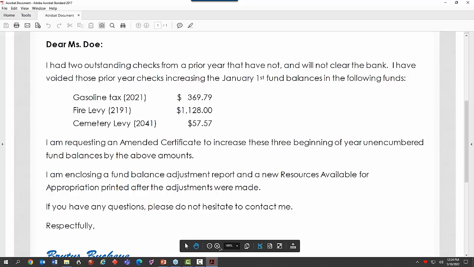I'm enclosing a fund balance adjustment report and a new resources available for appropriation. Now, this didn't change my appropriations. I voided the prior year warrants. It put the money back in the funds. Now, when I get the amended certificate, I'll go back to my next meeting. I'm going to tell the board we have this much new resources available to appropriate. They may or may not wish to appropriate it. Getting an amended certificate does not automatically change appropriations. It is simply getting an amended certificate.